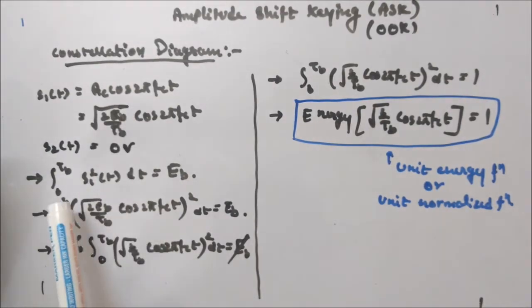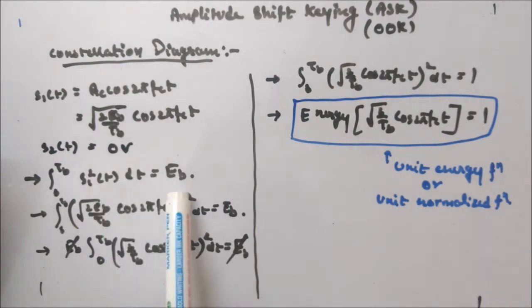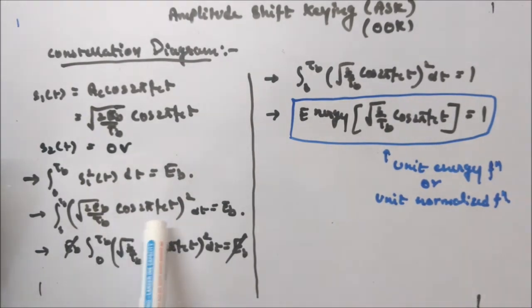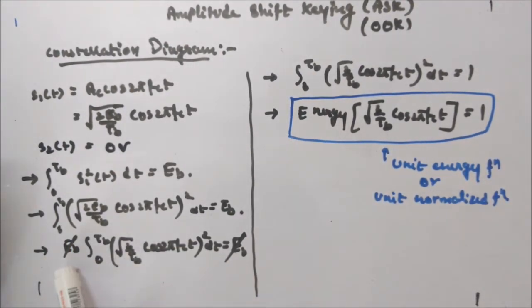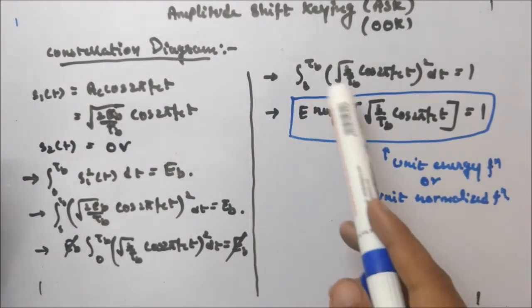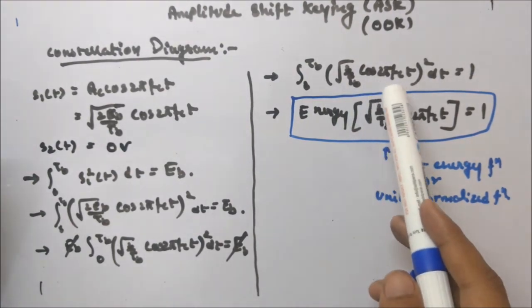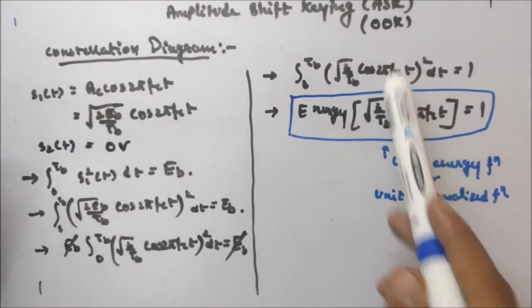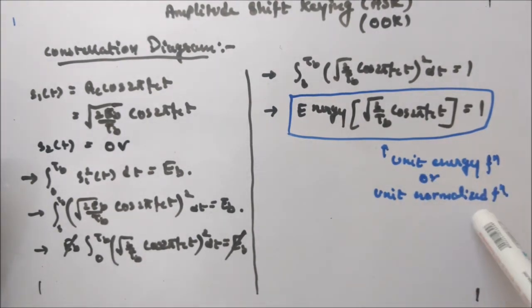If you calculate the energy of this signal, the integral from 0 to TB of S1²(t) dt, that's what we called energy per bit. If I plug in this value, the integral of (square root of 2Eb divided by TB cos 2πfct)² dt is equal to Eb. This Eb I can take out, and it gets cancelled with the Eb on the other side, and what we are left with is the integral from 0 to TB of (square root of 2 divided by TB cos 2πfct)² dt equal to 1. This means the energy of this signal is equal to 1, and this is called a unit energy function or unit normalized function.